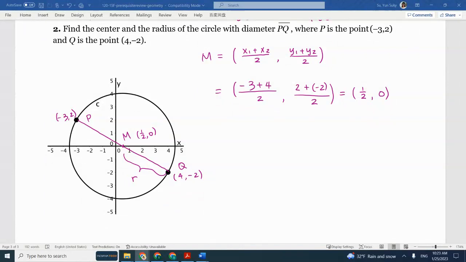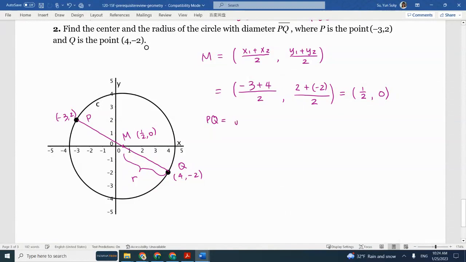Which way is easier? Because point M has 1/2, I would try to avoid working with fractions. So I would prefer to compute the distance between P and Q, so that I work with integers, and then I divide it by 2. Of course, you can compute the distance between M and Q and just work with the fractions. That's okay.